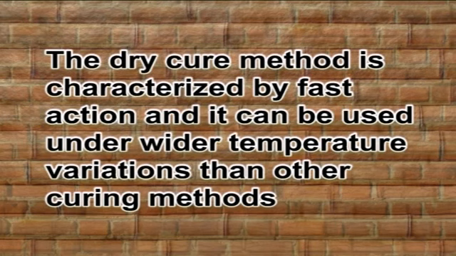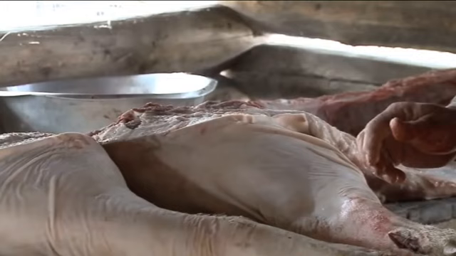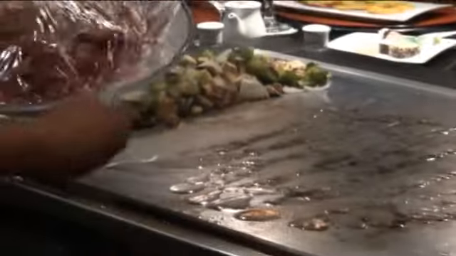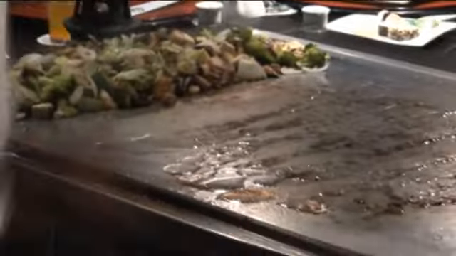Dry curing. The dry cure method is characterized by fast action and it can be used under wider temperature variations than other curing methods. There is a greater loss of meat weight due to the loss of water. Product will have more pronounced flavor, will be saltier and will be better preserved. Suitable for meats that will not be cooked but smoked and air dried or just air dried.